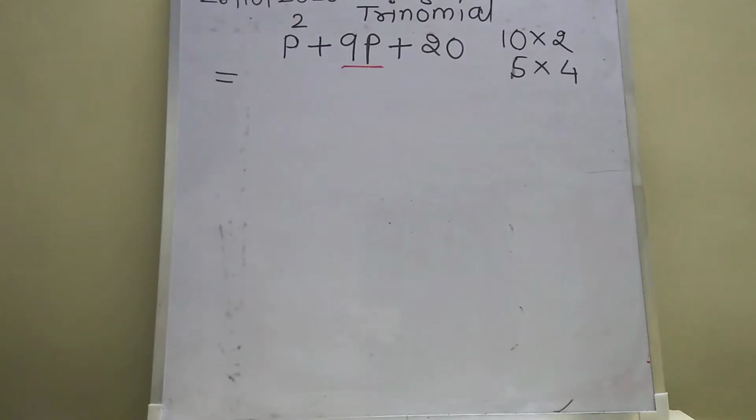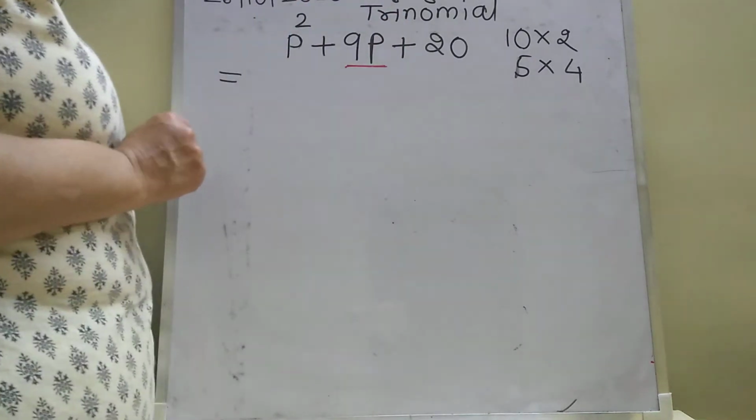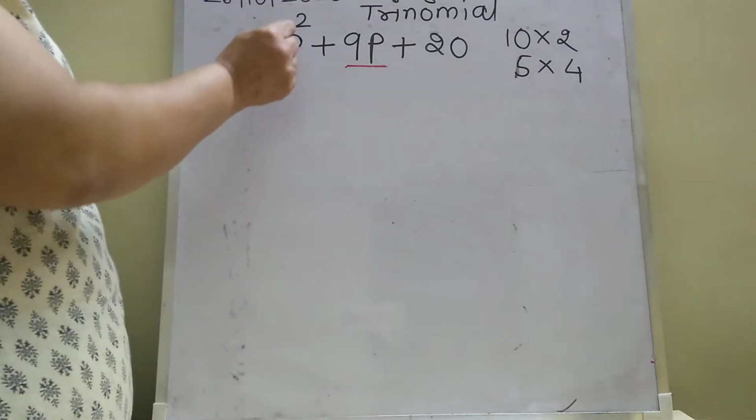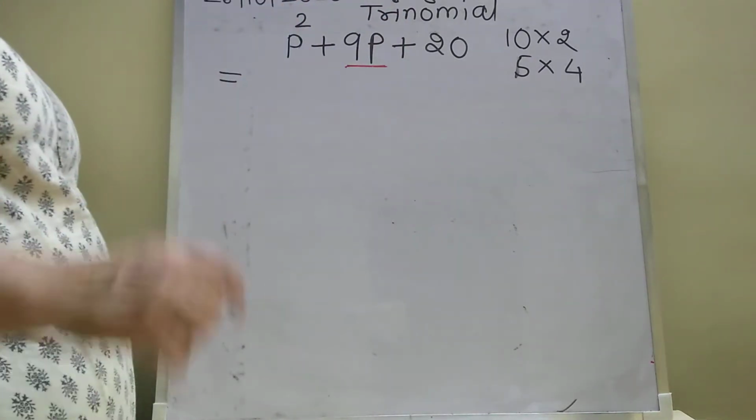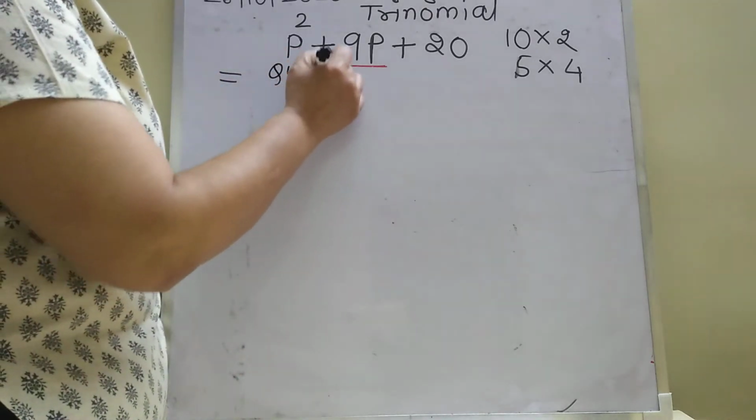Hello students, today we are going to see the factorization of the trinomial. But how is this trinomial? The degree of this trinomial is 2, and that's why it is called a quadratic trinomial.